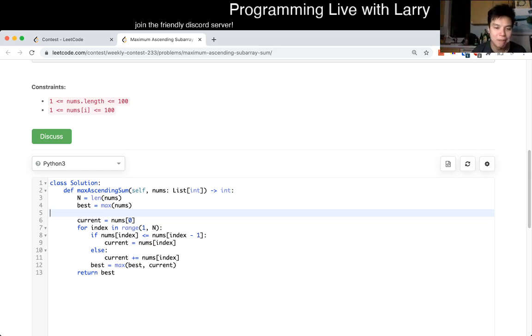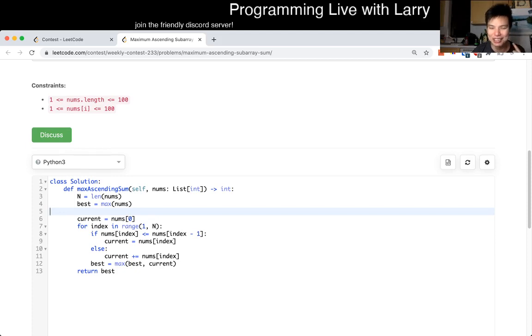So yeah, let me know what you think. How did you do it? Did you do it in linear time, square time, or cube time? Let me know.